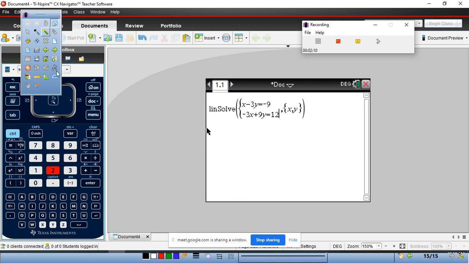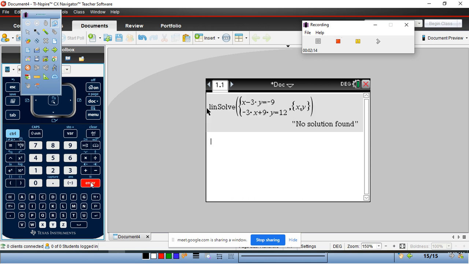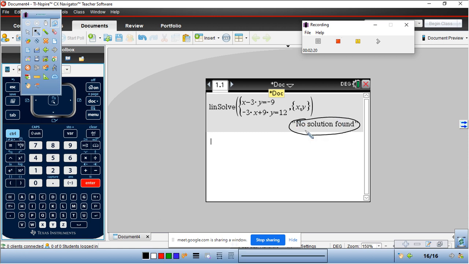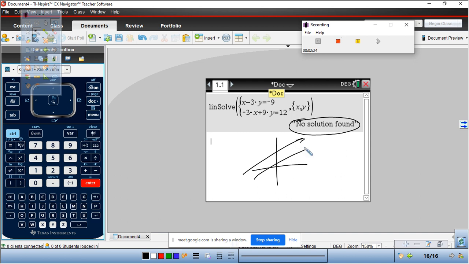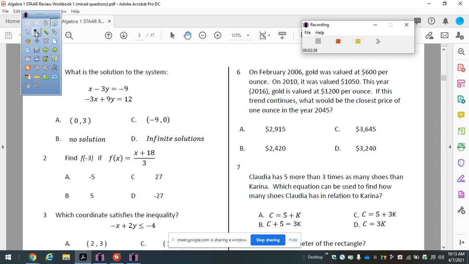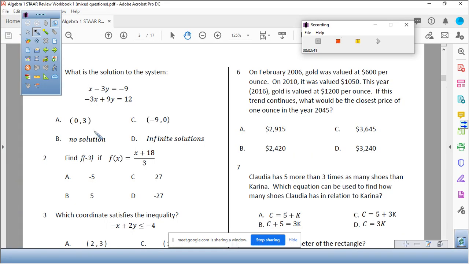You've got to think about what this is saying here. No solution found. When you have two lines and they're going out there in space like this, they don't touch. When you're solving it, you're trying to figure out where they touch, where they cross. They don't touch, so they don't have a solution. No solution here. Cool.